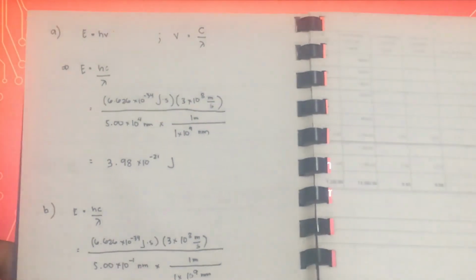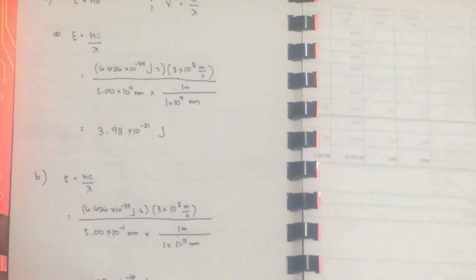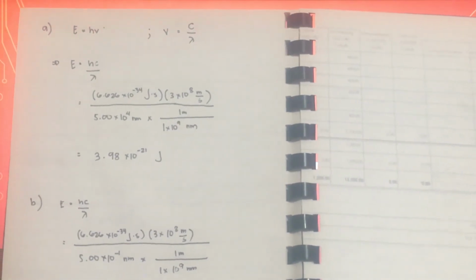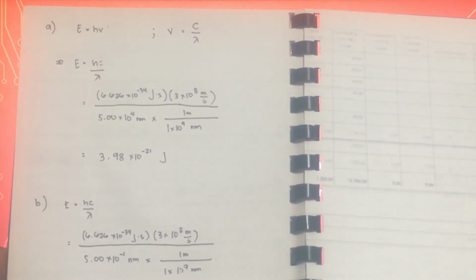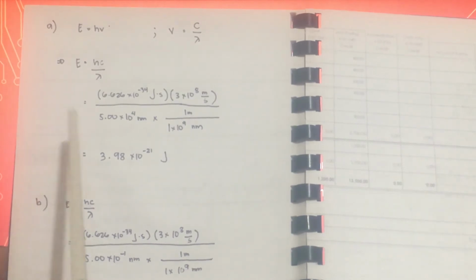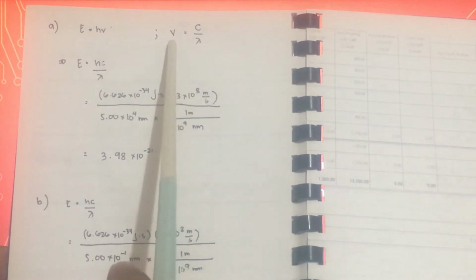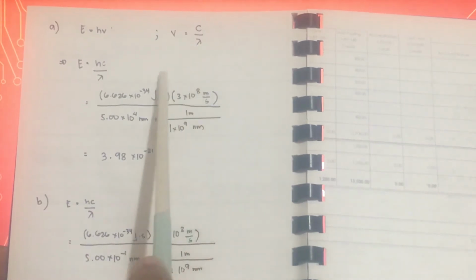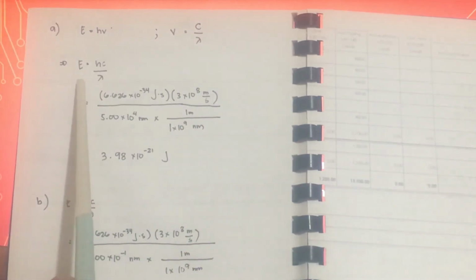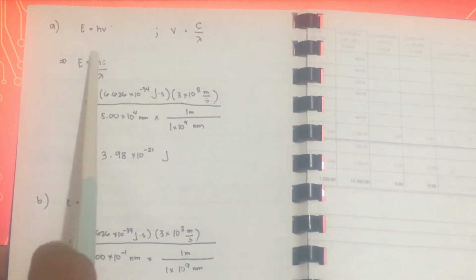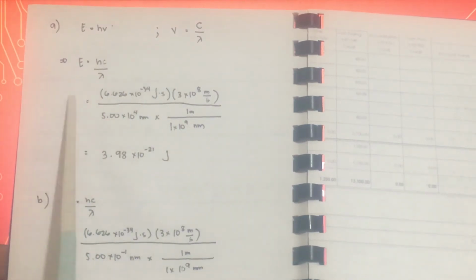Okay, so this is the solution. The top part first. E is equal to h nu, and we all know that nu is c over lambda. So we have E is equal to hc over lambda, so we just combine these two equations.